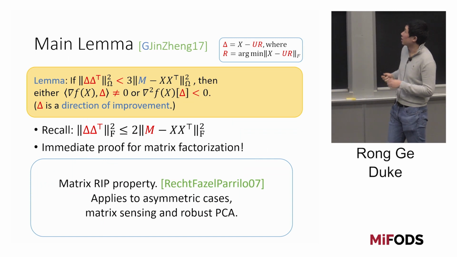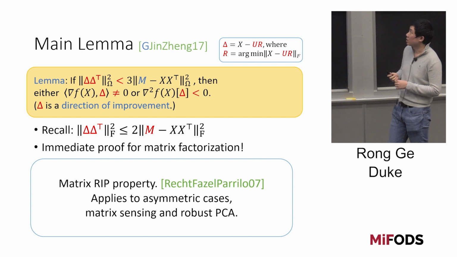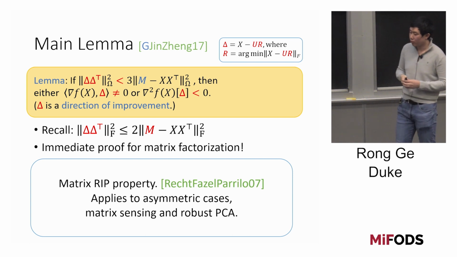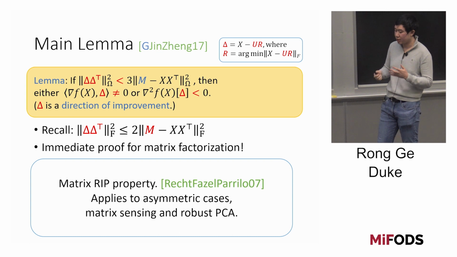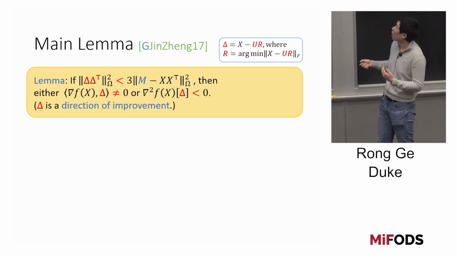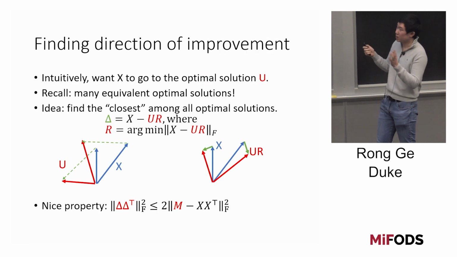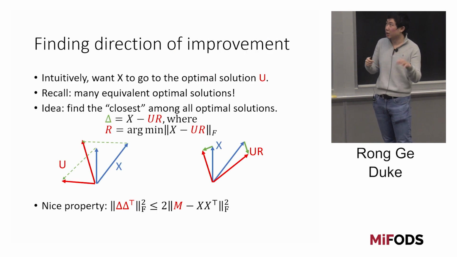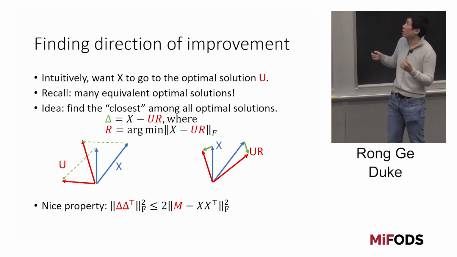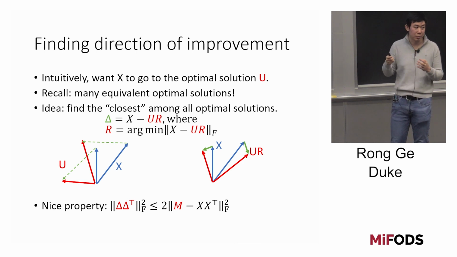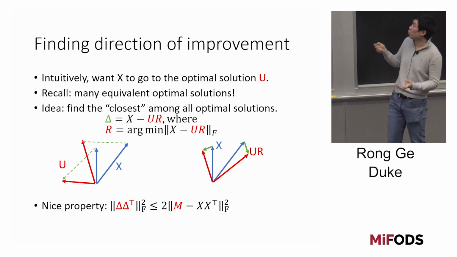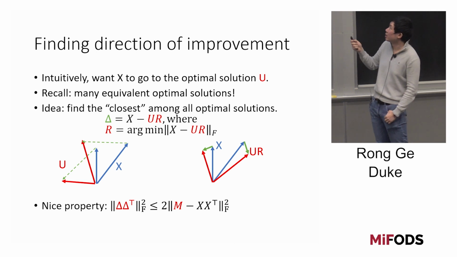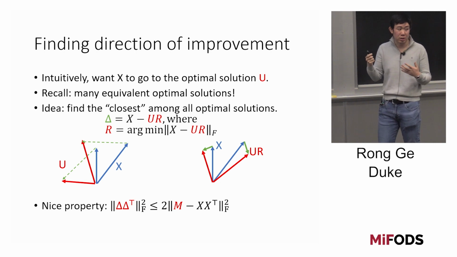As you can see in this matrix example, the symmetry is not only useful for understanding why the objective function is non-convex, it is also useful for us to find this direction of improvement. Because in finding the direction of improvement, we look at the difference between the current solution, with all the symmetry, and the closest global optimal solution. So in some sense, we break the symmetry according to which global optimal solution you are closest to.